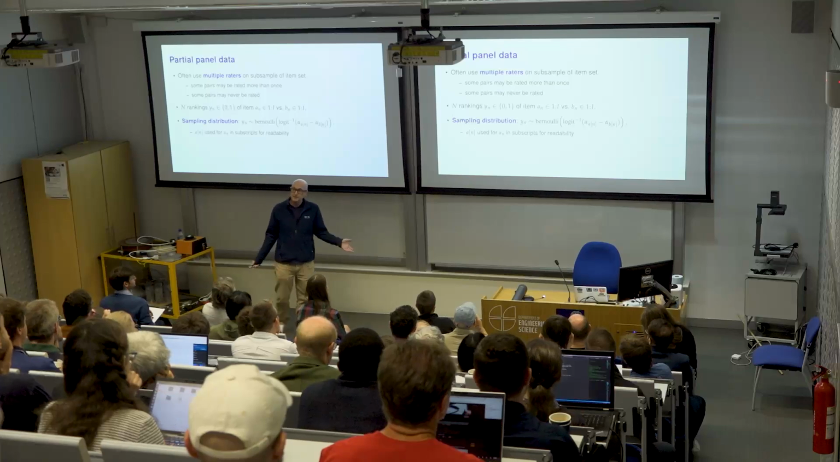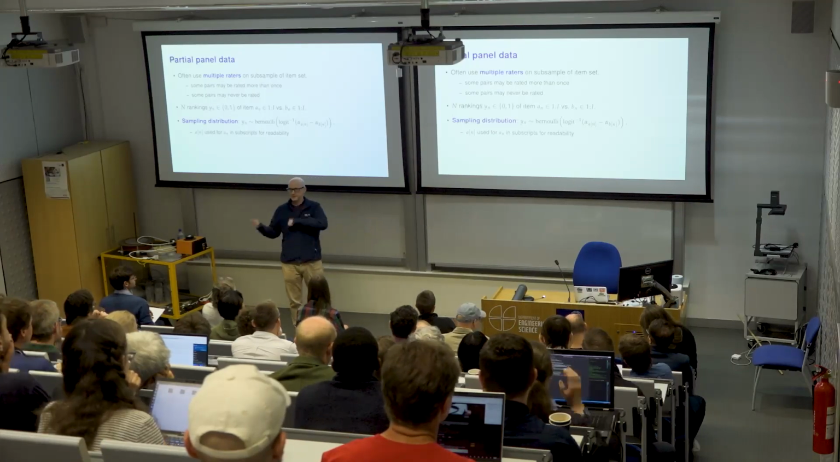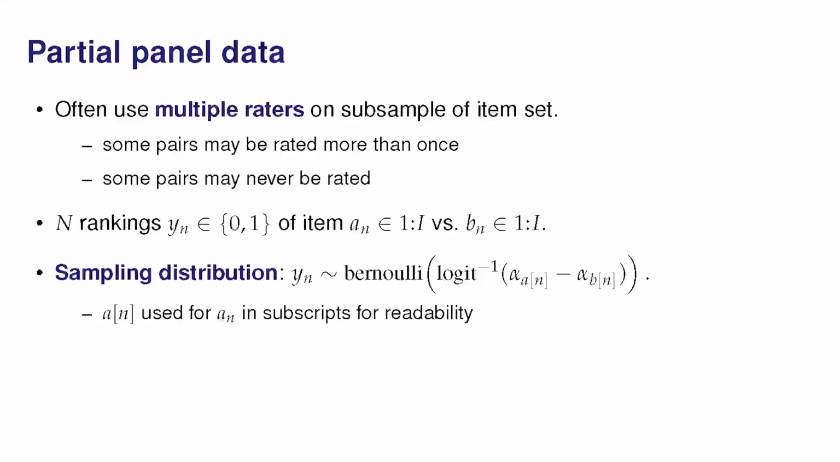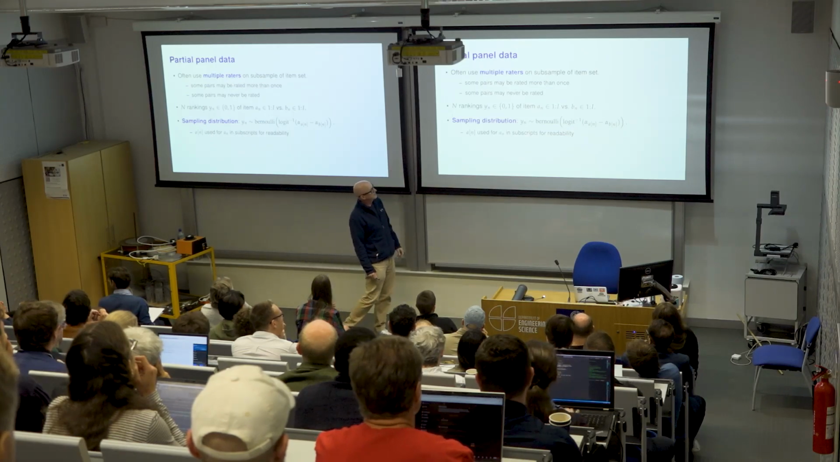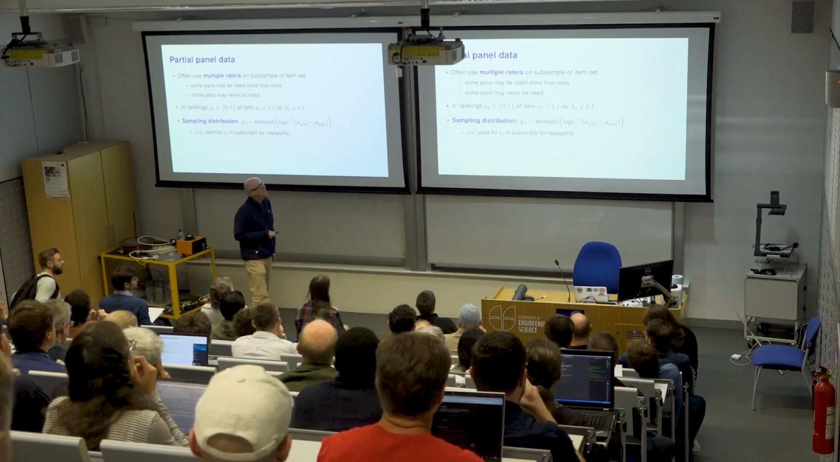Often what we're going to have in these cases is partial panel data. Not every rater is going to rate every pair of items. So I'm going to introduce some notation where we have N rankings, and each is a ranking of item A_n and item B_n. And then the sampling distribution is here. We're just looking at alpha sub A_n minus alpha sub B_n. The idea is A picks out the first item, B picks out the second item, right? And alpha_{A_n} is just used for readability here. So this is pretty standard, I hope.